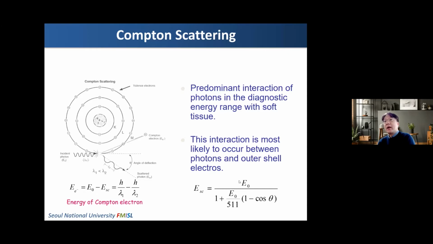So this equation describes the relationship between the energy of the scattered photon and the angle of diffraction. This equation shows you that with a higher angle of diffraction, the energy of the scattered photon is lower. E0 here is the energy of the incident photon.